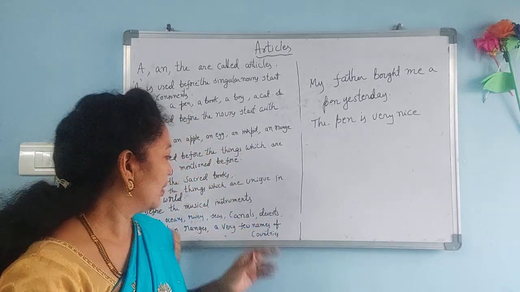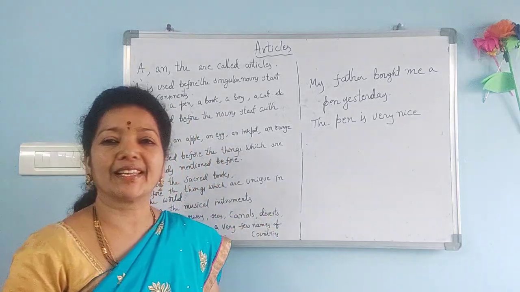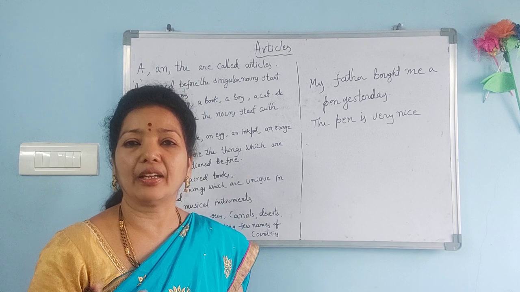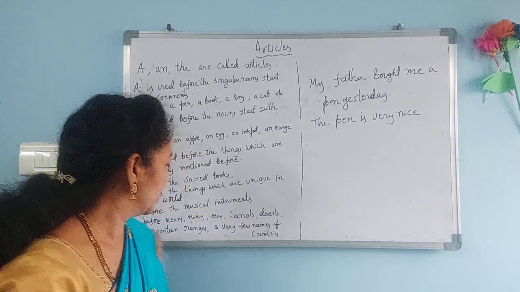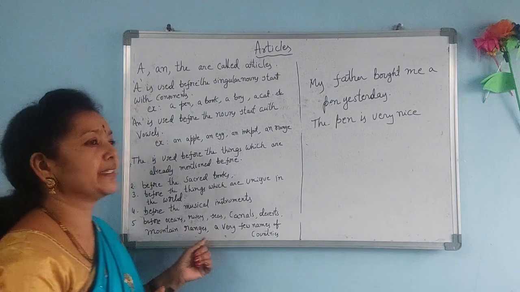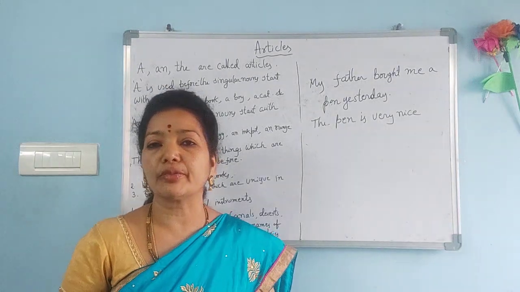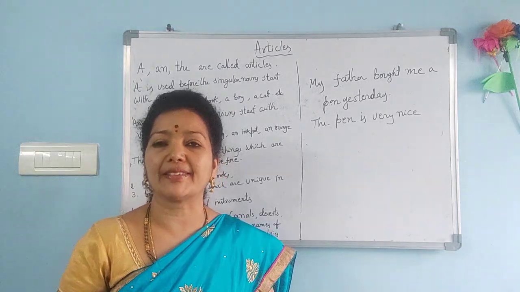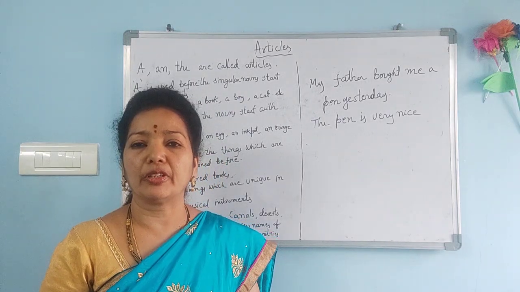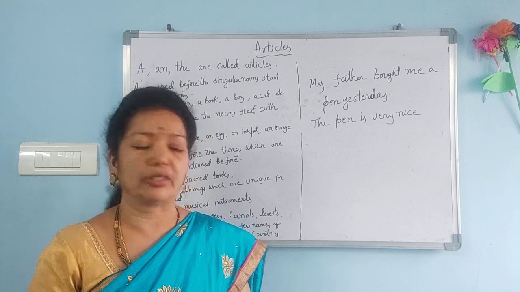we use the. Before the deserts, the Thar Desert, like that. So before the mountain ranges, means the Himalayas, there are mountain ranges. We use the before that.